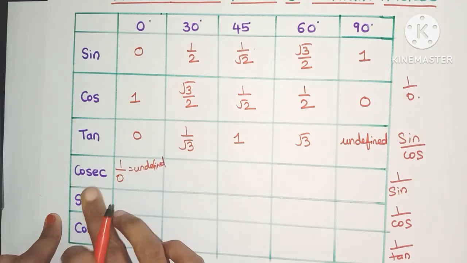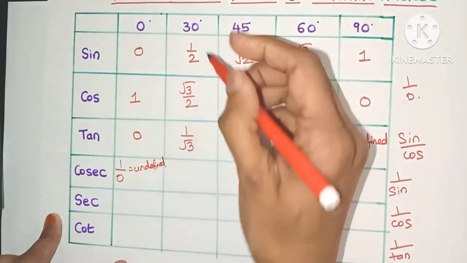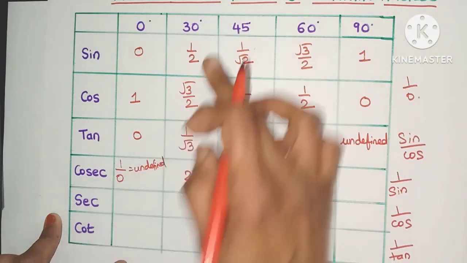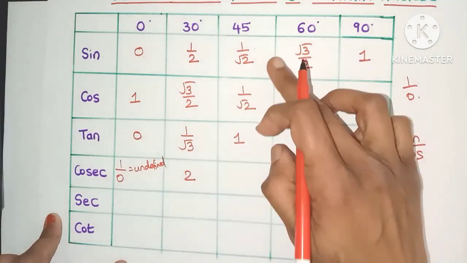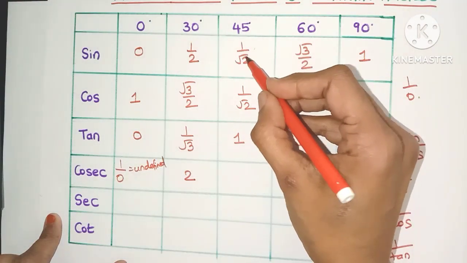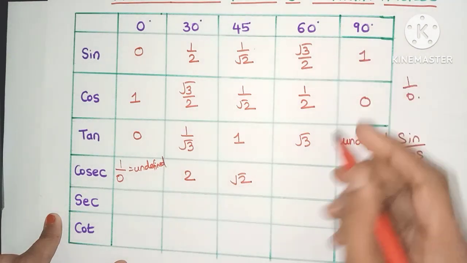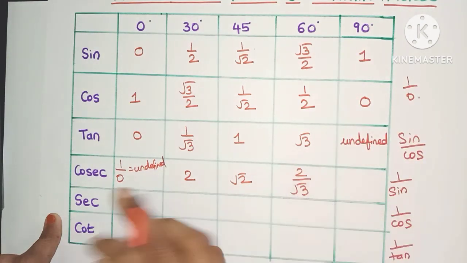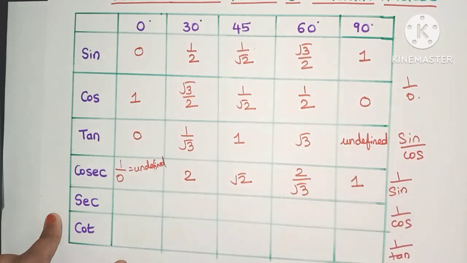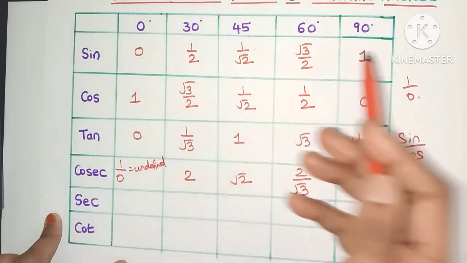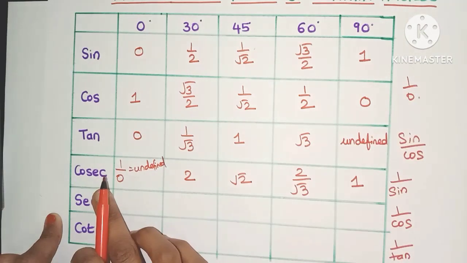See? Now, what about 30? You just have to reciprocate half. So, you'll get 2. So, cosec 30 is 2. Cosec 45 will be, again, 1 by root 2. Take the reciprocal. You'll get square root of 2. Cosec 60 will be 2 by root 3. And cosec 90 will be 1. See, friends? So, even if you don't remember cosec of an angle, it is still fine. Because if you remember sine of that angle, just take the reciprocal, you'll get the cosec.